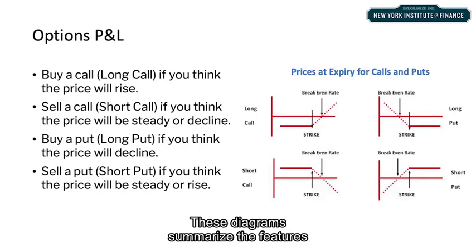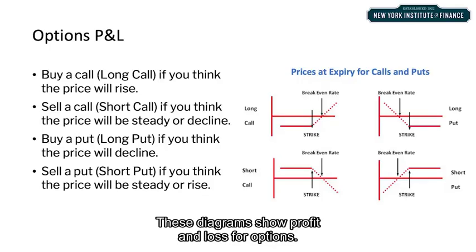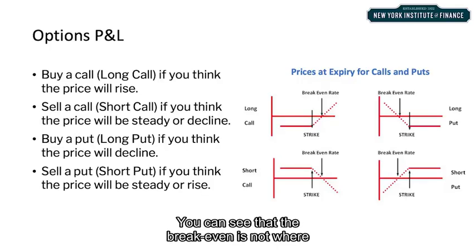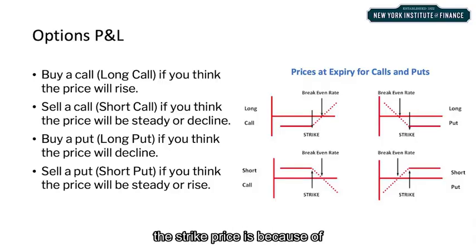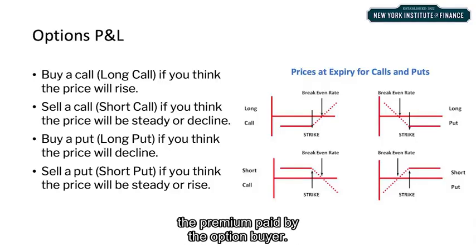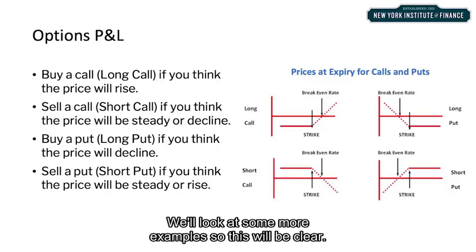These diagrams summarize the features of call and put options. Buy a call if you think the price will rise, sell a call if you don't. Buy a put if you think the price will decline, sell a put if you don't. These diagrams show profit and loss for options. You can see that the break-even is not where the strike price is because of the premium paid by the option buyer. We'll look at some more examples so this will be clearer.